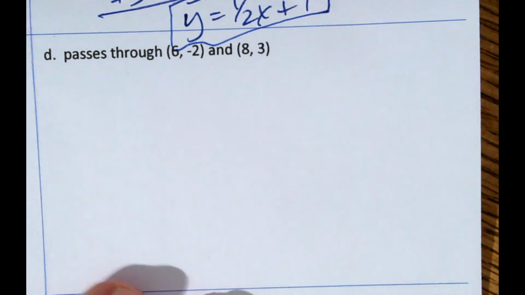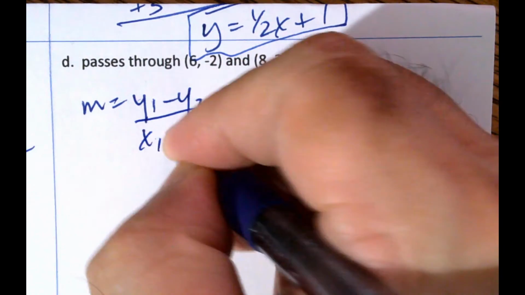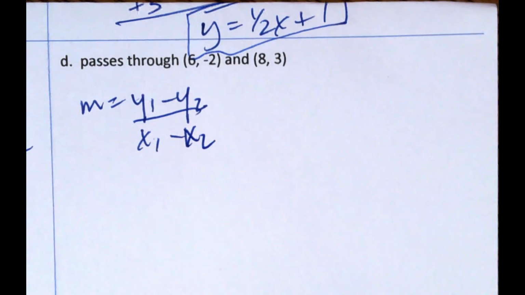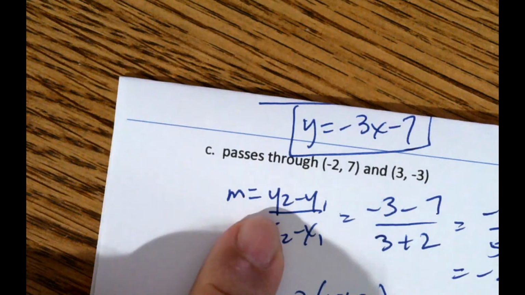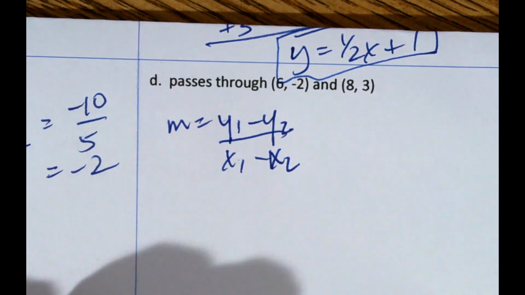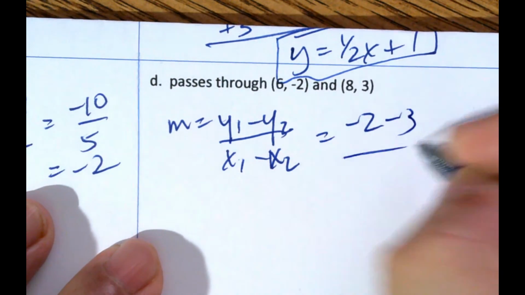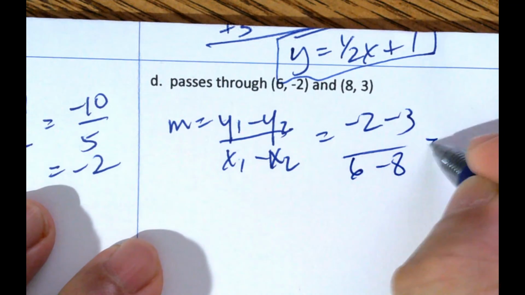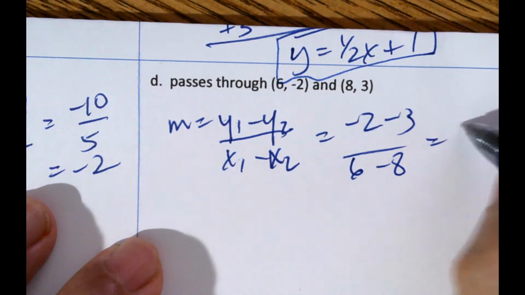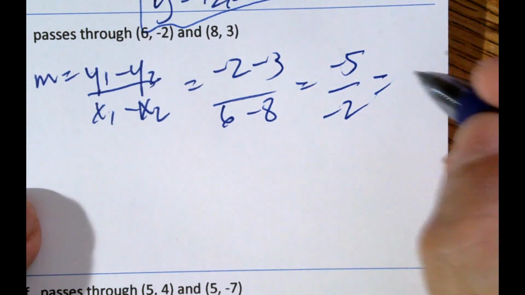Example D. Again, you have to find the slope first. I'm going to write this slope formula a little differently, and all you need is to be consistent. You can do the y1 first, or you can do the y2 first, as long as you're consistent. See, I put x1 first on the bottom. So y1 first would be negative 2 minus 3 over 6 minus 8. That's going to be negative 5 over negative 2, which becomes 5 halves.